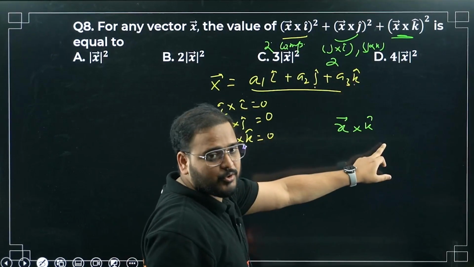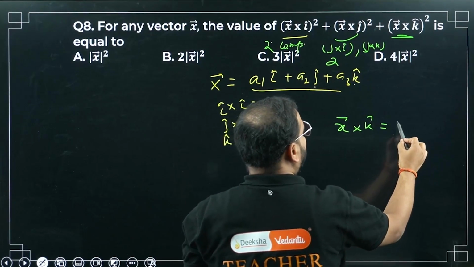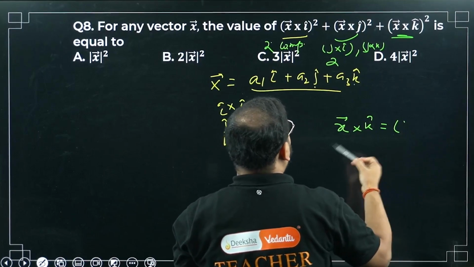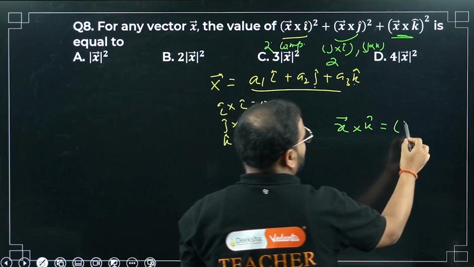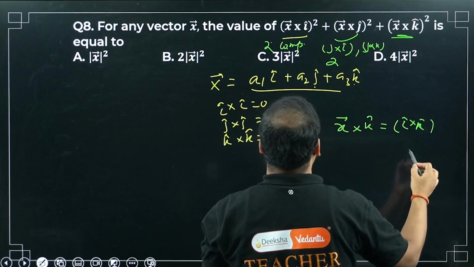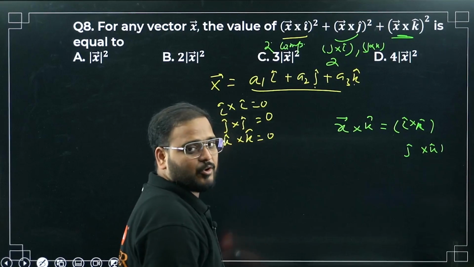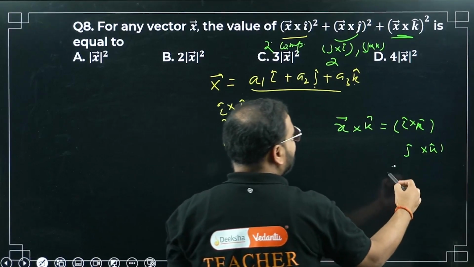So k cross k will make 0. So what will I have? Again, only two components, which will be what? I will have i cross k, and also j cross k. Okay, i cross k and j cross k. It does not matter; basically, again, I'll have two components.